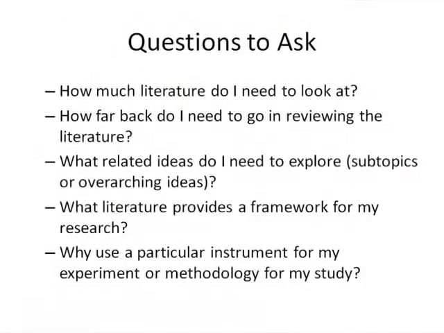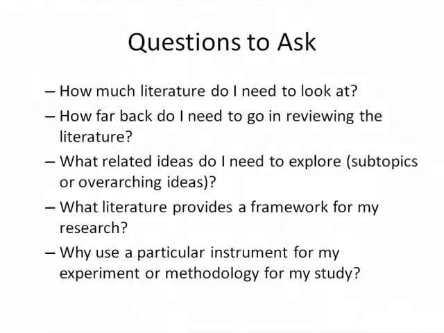I've done several literature reviews, and these are the questions that I ask myself, and these are the questions that people ask me. I think the big question is, how much literature do I need to look at? I could spend probably the next 5 years of my life looking at the literature in this field, and that's depressing. So how much? What related ideas do I need to explore? Subtopics or overarching ideas? A lot of times you're looking at a topic, but that topic has subtopics, correct? Or that subtopic has overarching topics. How do I know that I need to go to related ideas?